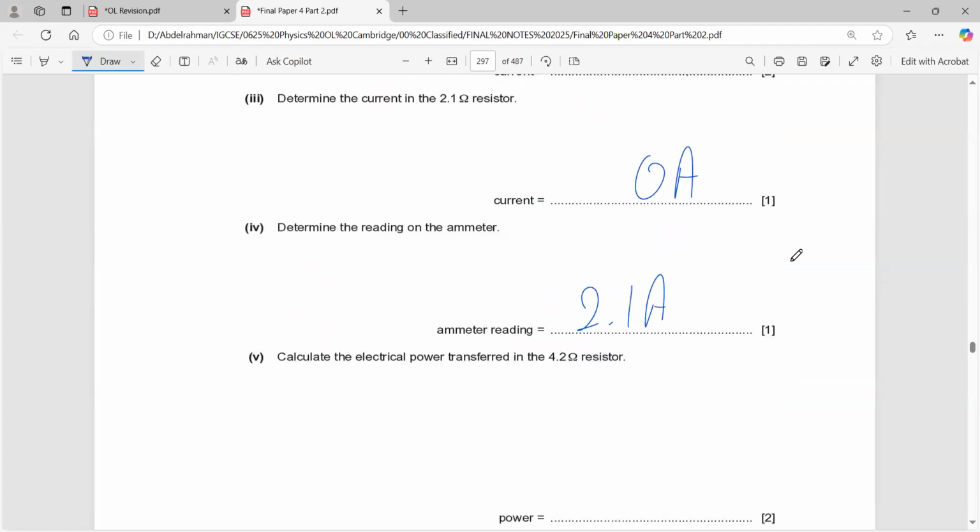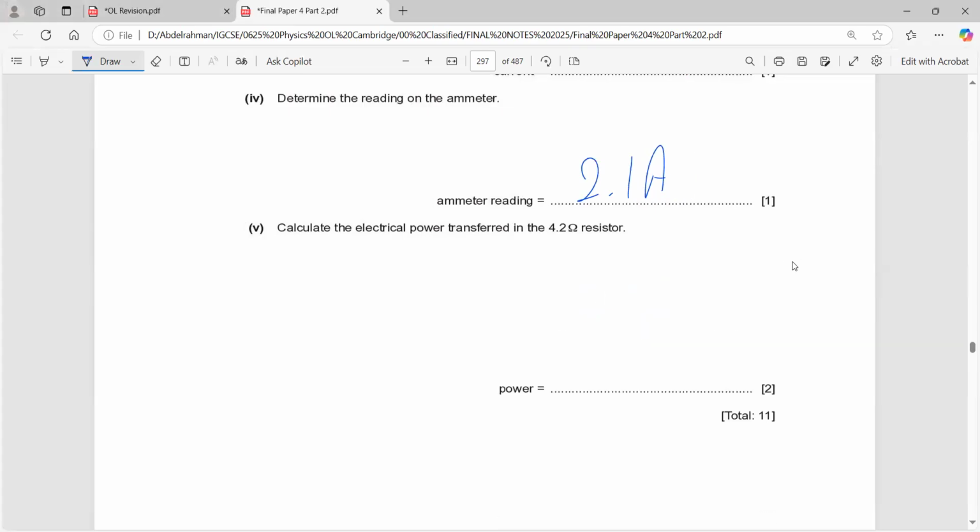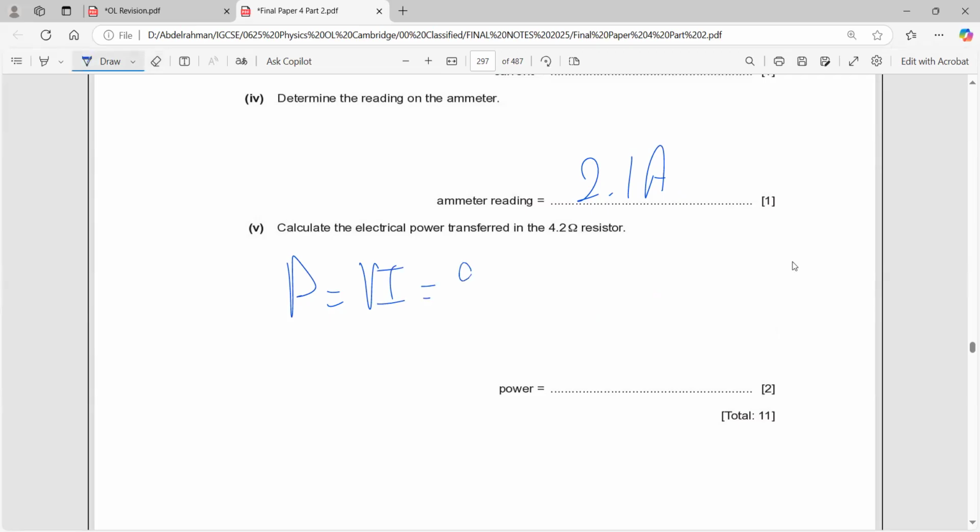Calculate the electrical power transferred in the 4.2 ohm resistor. Power equals VI. So voltage is 9 and the current is 2.1. Power equals VI, which is 9 times 2.1, which is around 19 watts. Okay, 19 watts. This is the total power in this resistor.